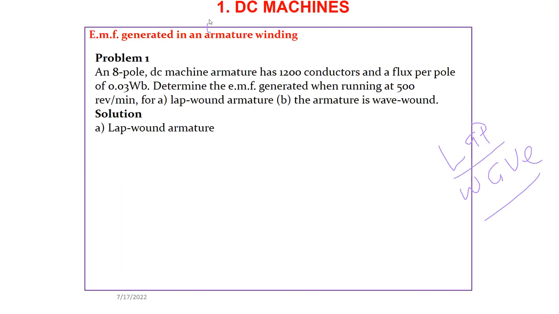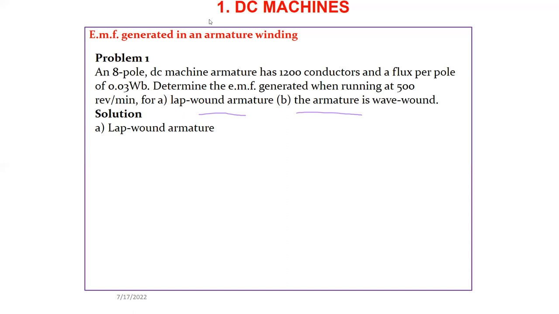Now going back to our question, the question says that an 8-pole DC machine armature has 1200 conductors and a flux per pole of 0.03 Webers. Determine the EMF generated when running at 500 revolutions per minute for A, a lap wound armature, and B, the armature is wave wound. To start with, we'll calculate the EMF in the lap wound armature.